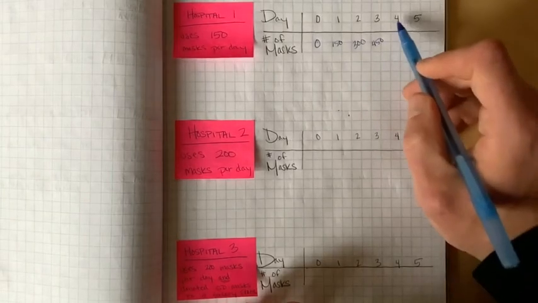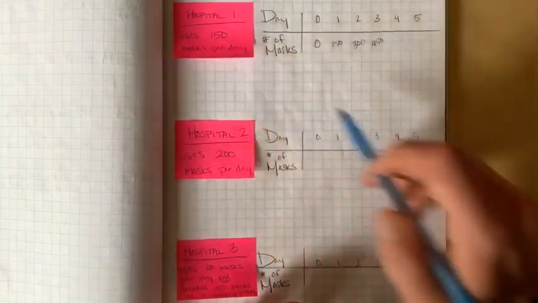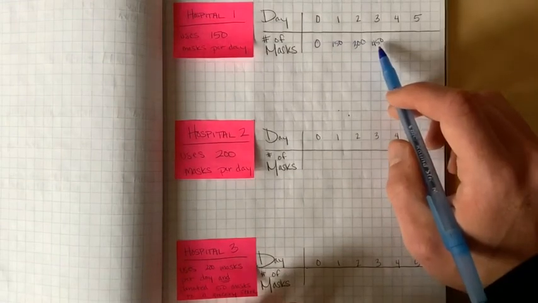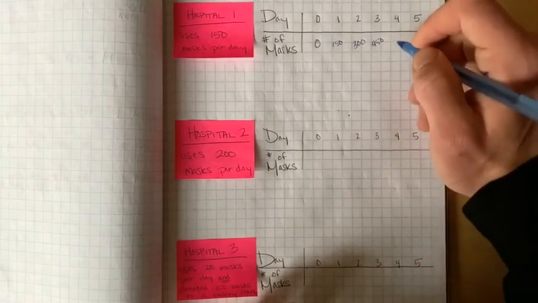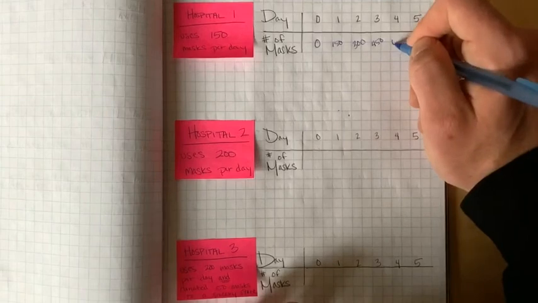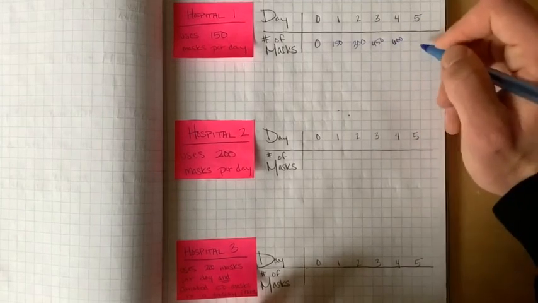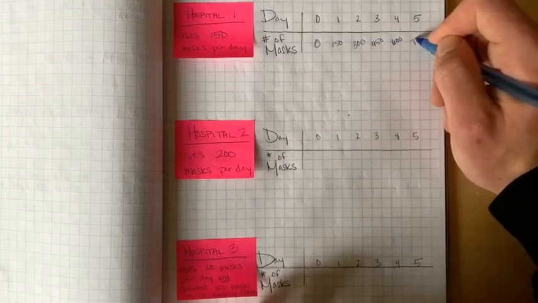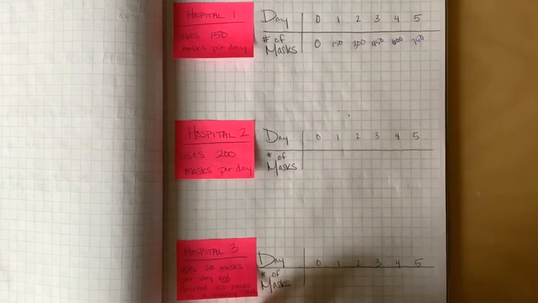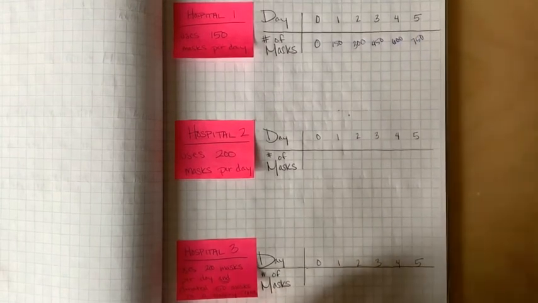Another day goes by, now we're at day 4, they're still using 150 per day, so it was 450, adding another 150 is a total of 600. And after day 5, they've used a total of 750 masks. For hospital 2, I'll switch over to red.